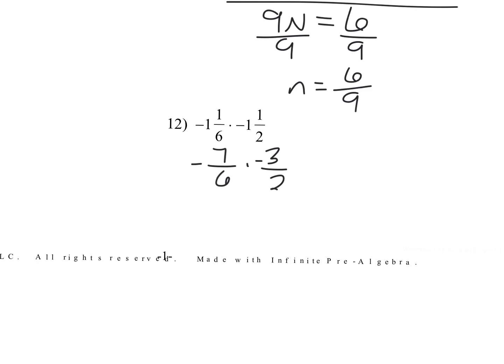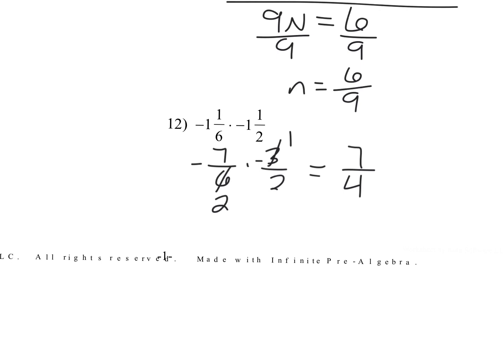6 and 3. How many times is 3 going into 6? Twice. How many times is 3 going into 3? 1. Now we can multiply across. What do we have on the top? 7 over 4. Can I leave it like this? No. Why? Because it's improper right now, so we need to go back to a mixed number.